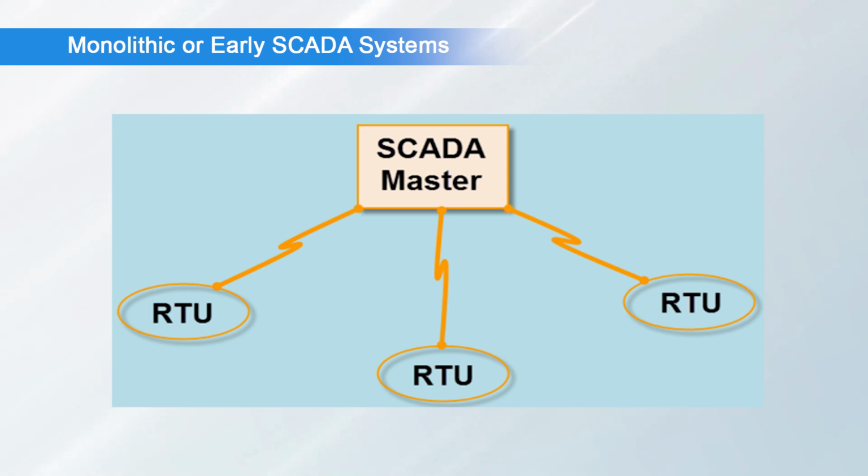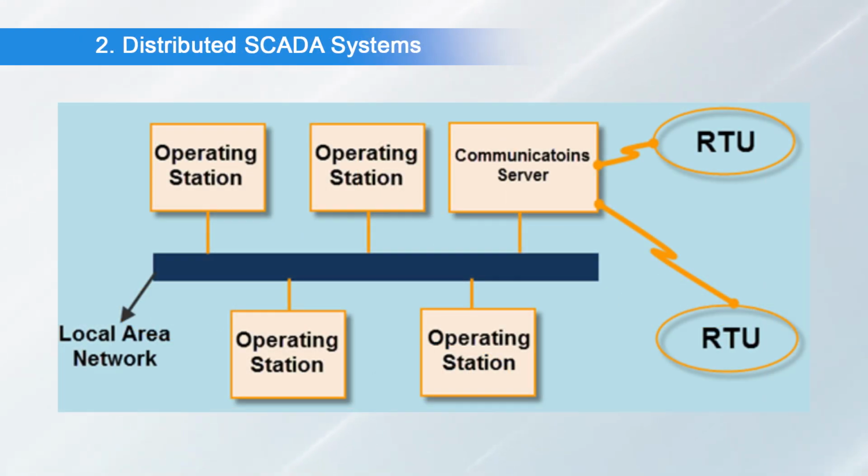The connections to the master were usually made at the bus level through a patented adapter or a controller connected to the backplane of the central processing unit. So, next is the distributed SCADA system. The distributed SCADA system, or the second generation SCADA architecture, is the advanced version of monolithic architecture.